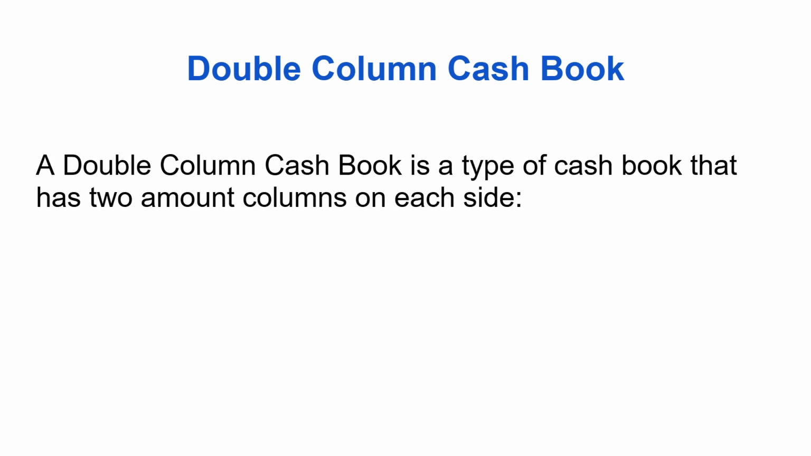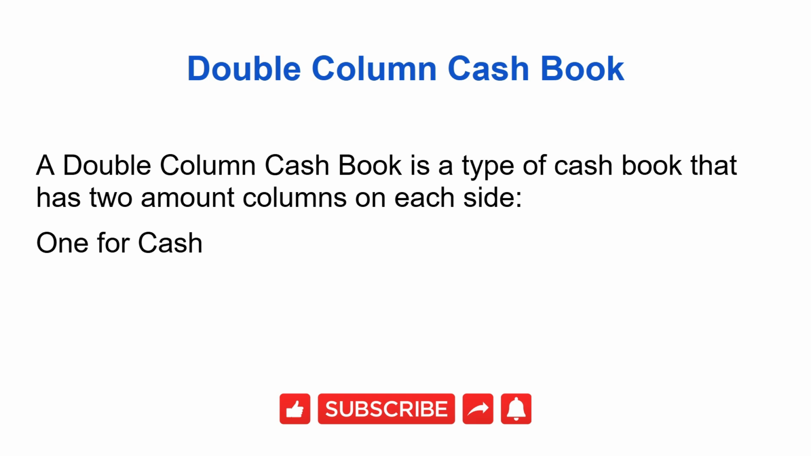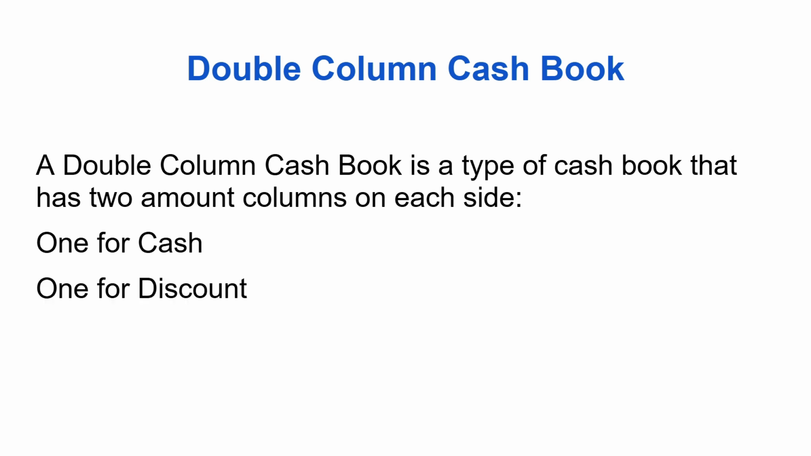Double column cash book. A double column cash book is a type of cash book that has two amount columns on each side. One for cash, one for discount. This means on the debit side we record cash receipts and discount allowed if any, and on the credit side we record cash payments and discount received if any.